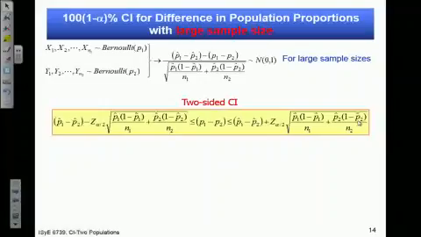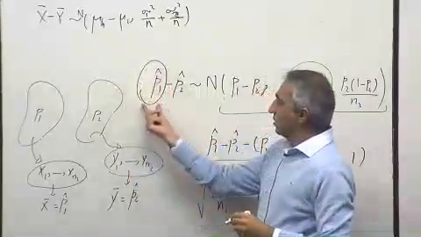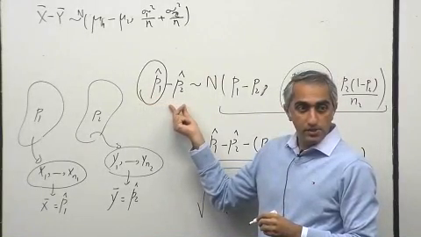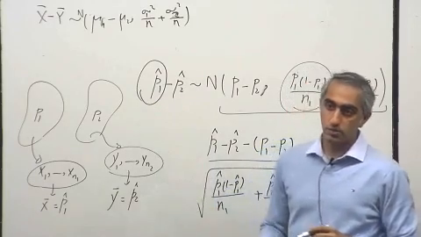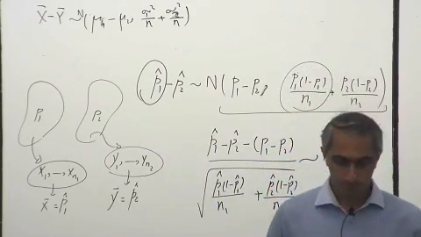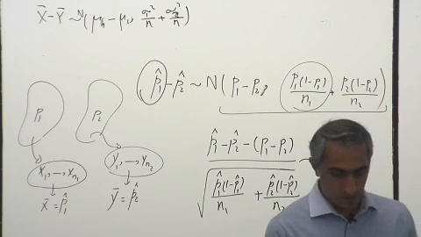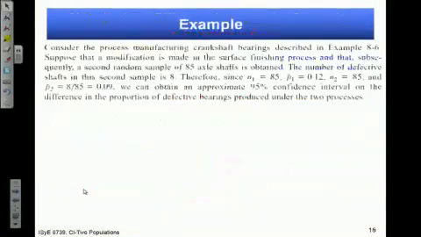Why? Because I'm using the approximation to normal for each of them. I assume that each of them can be well approximated by normal. So both n's should be large. Any questions? Is it good? And this is one-sided, which is very similar. You just replace z alpha over 2 with z alpha.